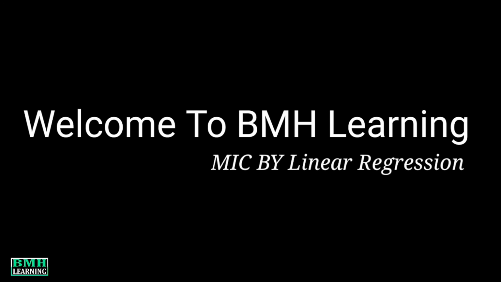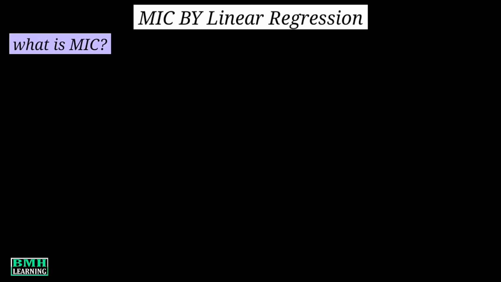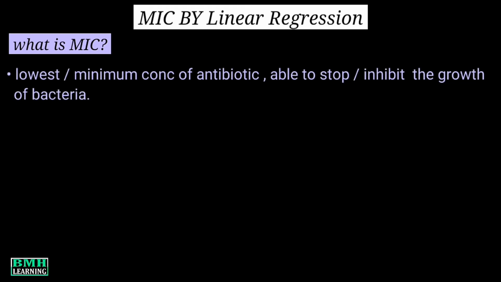This video is about MIC by linear regression. Before we talk about the method, let me remind you what is MIC, or in other words, we say minimum inhibitory concentration. MIC is the lowest, or you can say the minimum concentration of a chemical, in our case an antibiotic, which is able to stop or inhibit the growth of bacteria. So in this tutorial, we are gonna know how can we test the minimum inhibitory concentration by linear regression.